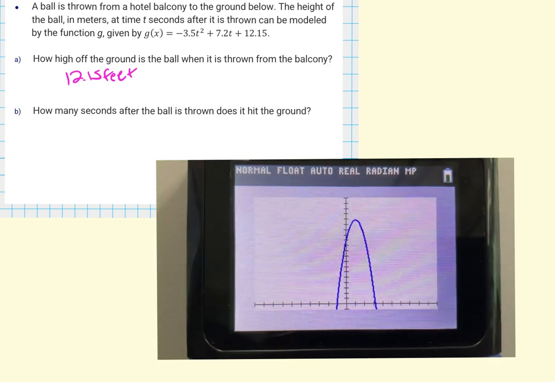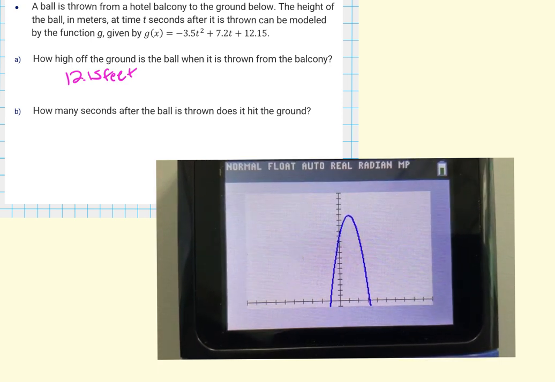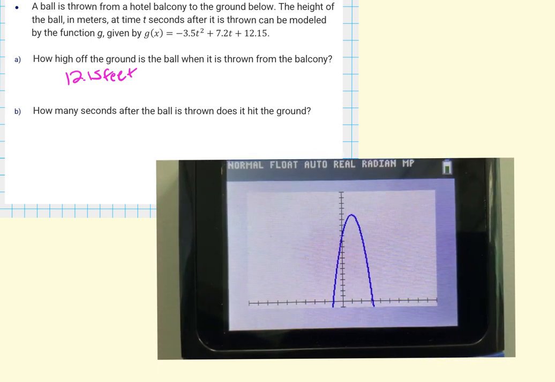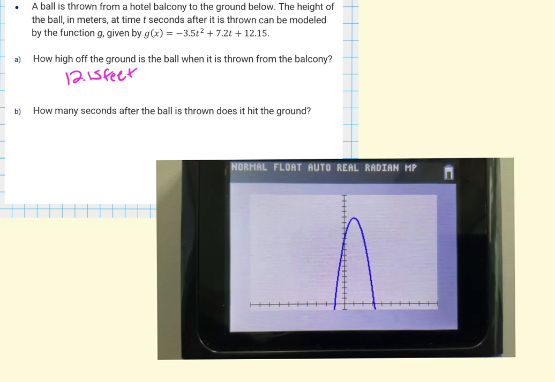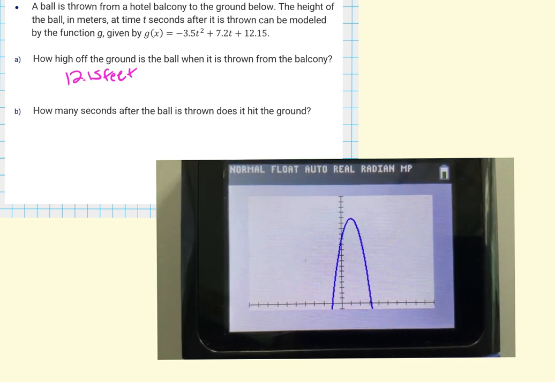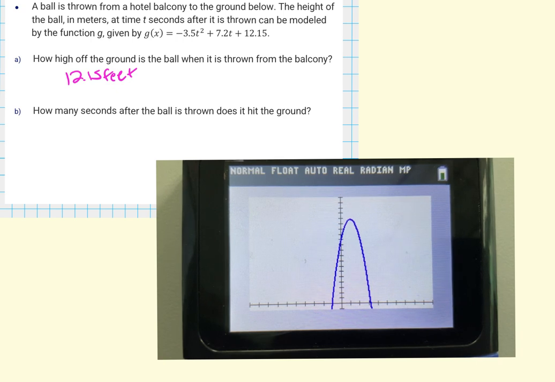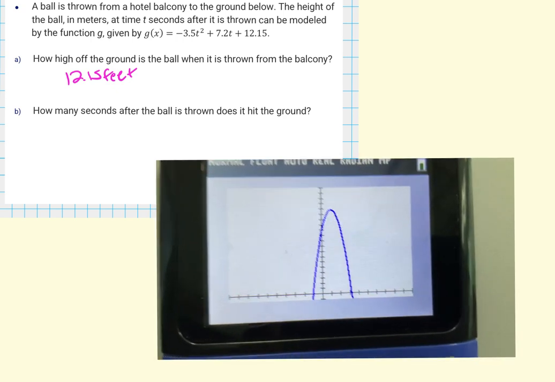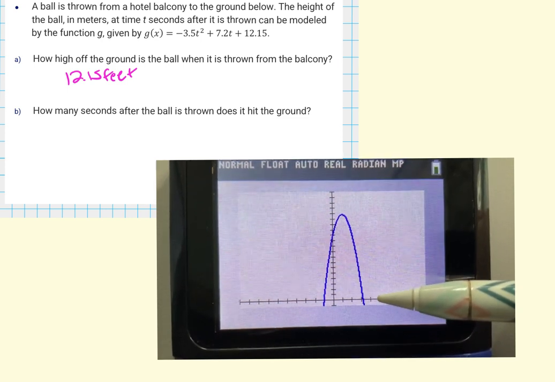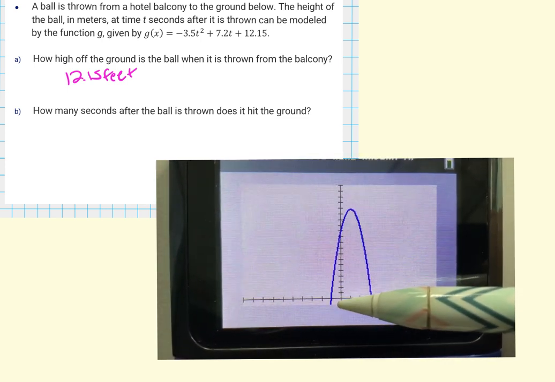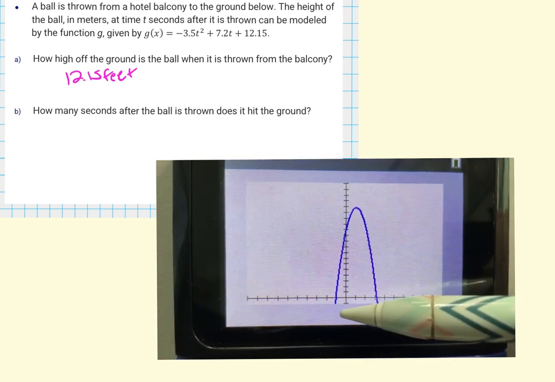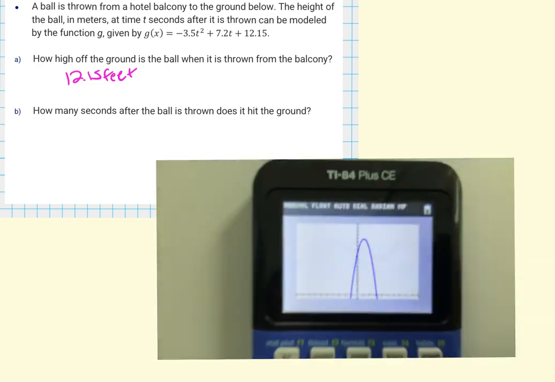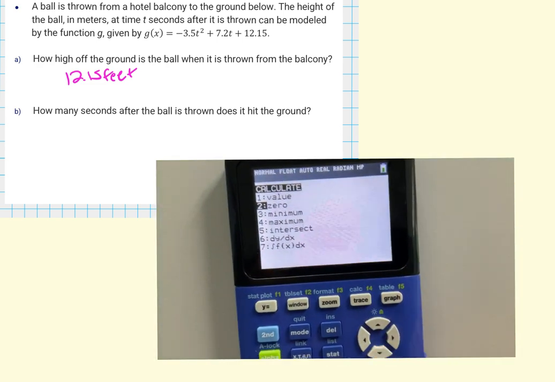Then it says how many seconds after the ball is thrown does it hit the ground? How do I know where it hits the ground? The x-axis. So how could I find that point? Find the zero. Okay. So I need to find this 0. The one before it doesn't actually happen. I didn't throw it backwards, right? It doesn't actually happen. I need that 0. So second trace 0.